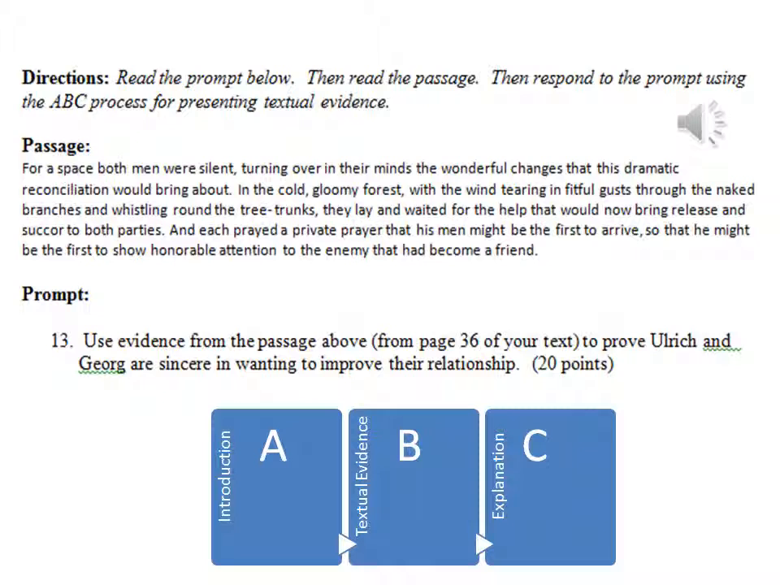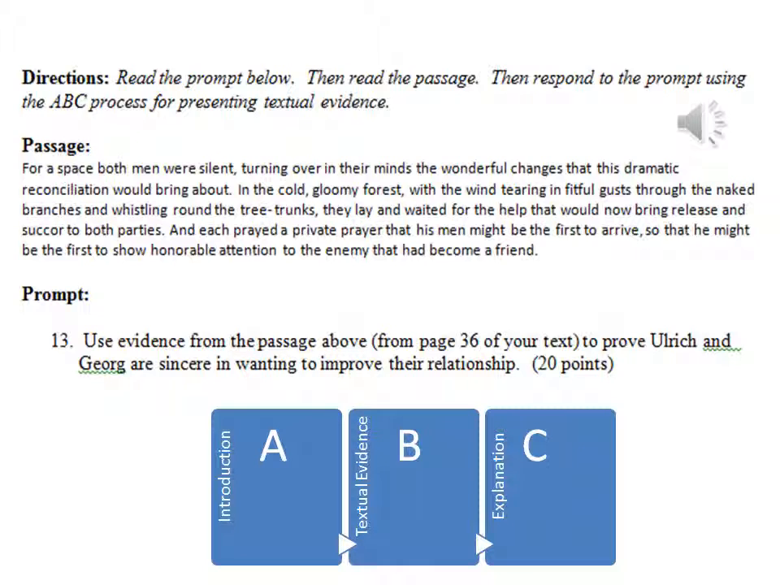Let's look at an example. This one comes from our semester exam. The directions say, read the prompt below, then read the passage, then respond to the prompt using the ABC process for presenting textual evidence. So let's read the prompt. It says, 13. Use evidence from the passage above, from page 36 of your text, to prove Ulrich and Georg are sincere in wanting to improve their relationship.